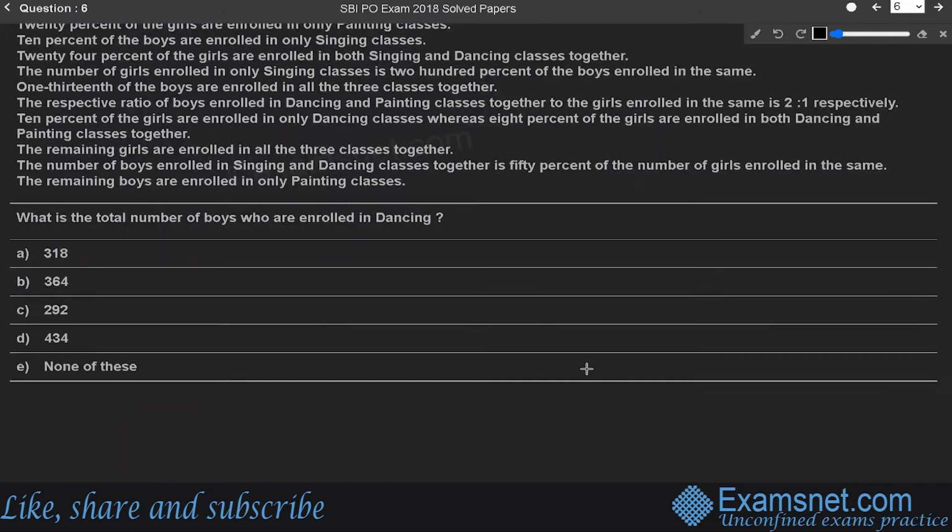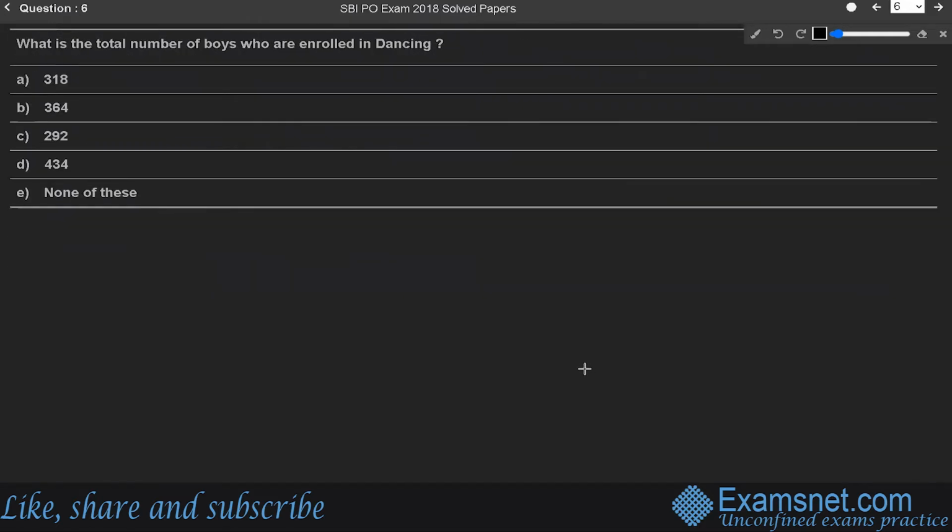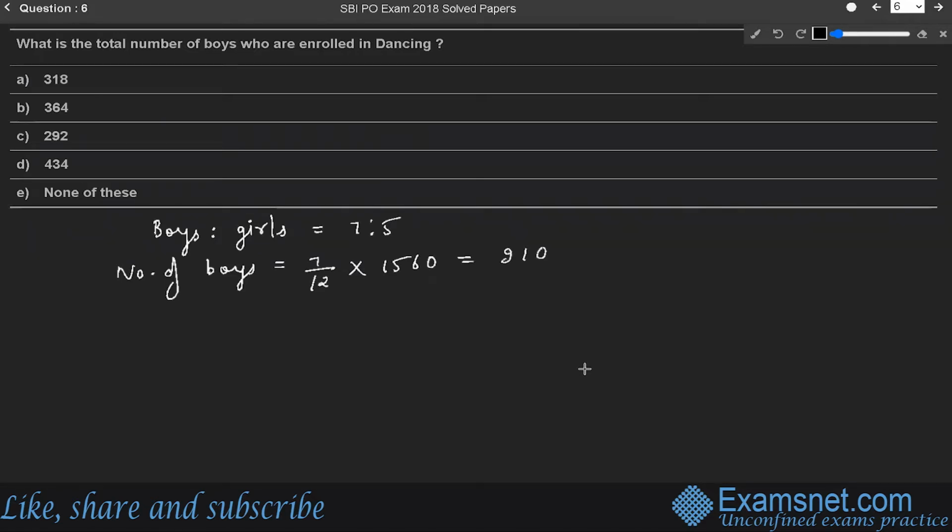We know that the ratio of boys and girls is 7:5. Therefore, number of boys will be equal to 7 by 12 into 1560, because total there are 1560 students. So this will be equal to 910. Therefore, the number of girls will be 1560 minus 910, which is equal to 650.